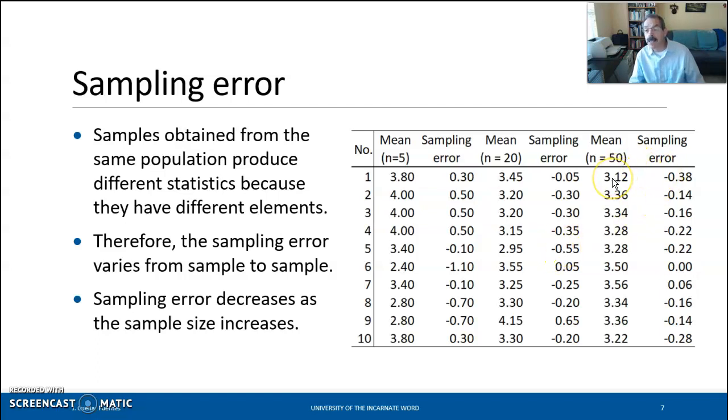Now here are the averages from rolling the die 50 times. Each of these averages is obtained from rolling the die 50 times. And now if you look at the sampling errors, they tend to be much smaller than what we saw in the previous 2 cases. And that is because the bigger the number of observations, the closer the averages tend to be to the population mean. But remember, the sampling error is due entirely to chance, and that's because of whatever elements made it into the sample in a random fashion. So there is nothing we can do ourselves to prevent that. That's just due to chance.